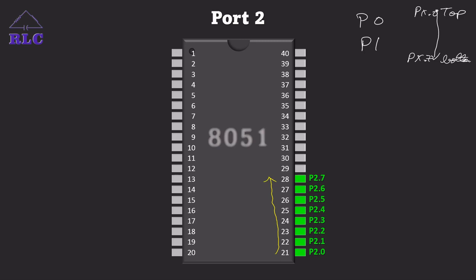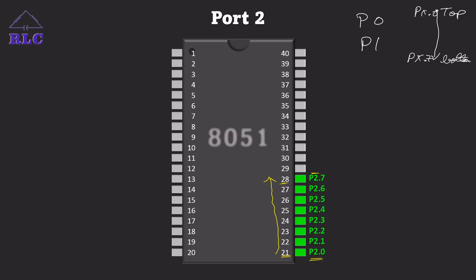So you should remember while writing, okay, in port 0 and port 1, the pin number increases from top to bottom, whereas in port 2, the pin number increases from bottom to top. So we can see P2.0 is pin number 21 and P2.7 is pin number 28.